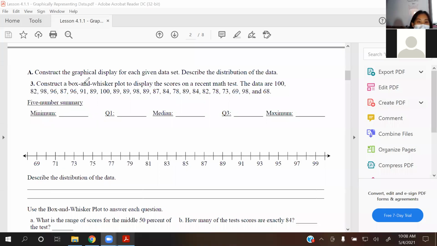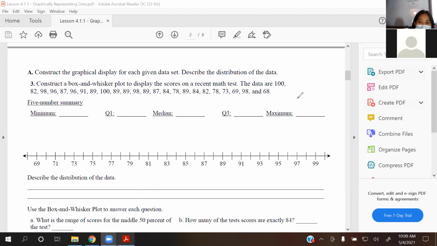So now we're going to construct a box and whisker plot to display the scores on our recent math test. The data are blah, blah, blah, blah. All right, so the first thing you have to do when you get all this data and you're doing a box and whisker plot is you actually need to put them in order from smallest to greatest. So I'm going to do that.